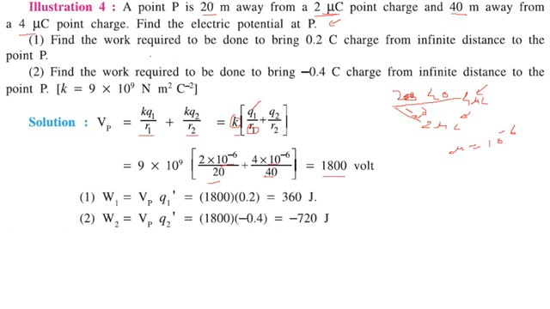What is the work required to bring a charge from infinite distance to the point P? This is simply Vp, the electric potential, multiplied by the charge. For 0.2 coulomb we multiply 1800 by 0.2, giving 360. To find the work required to bring a 0.4 coulomb charge from infinity to P, we multiply minus 0.4 with 1800, that is Vp, and we get the answer in joule. This is how we get the work required.